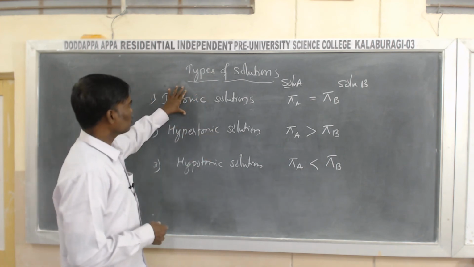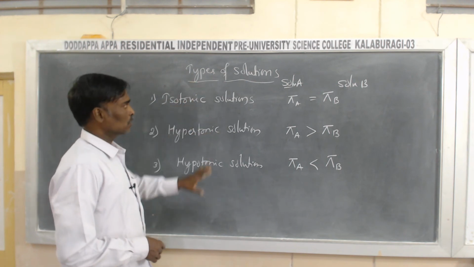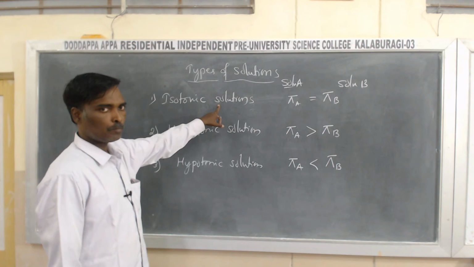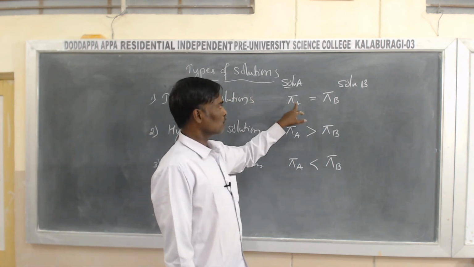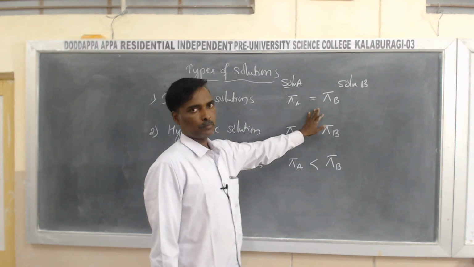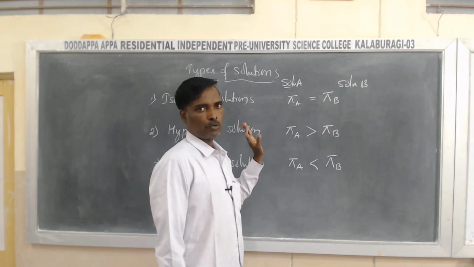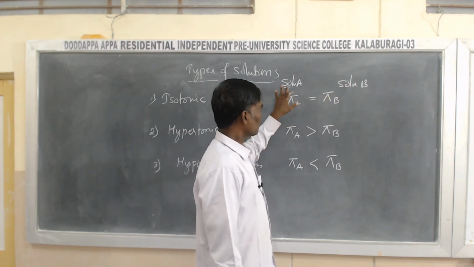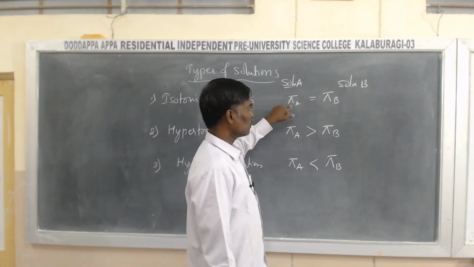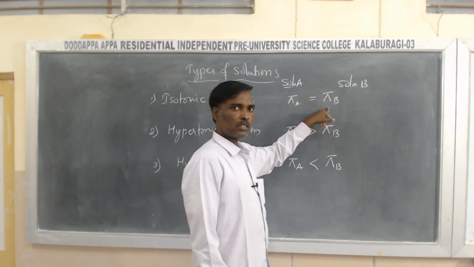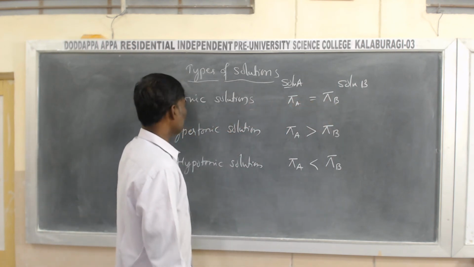Many CET questions are solved based on this concept only. Remember, the isotonic solution is very important. These are different solutions whose osmotic pressure is the same. So here I have taken two solutions. If pi A is the osmotic pressure of the first and pi B is the osmotic pressure of the second, and the osmotic pressure of both solutions is the same, then we call it isotonic.